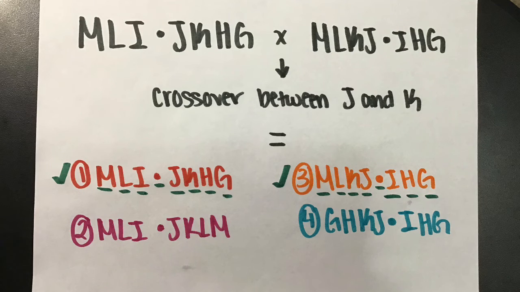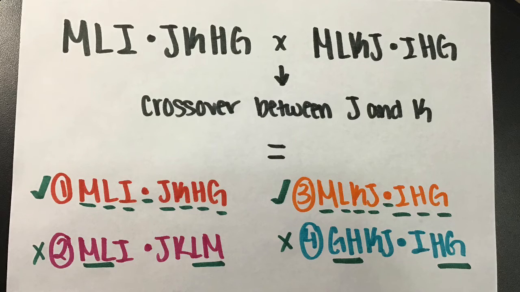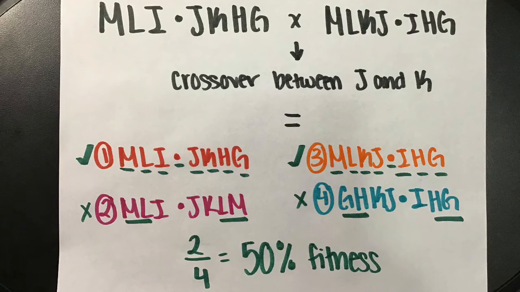The first and third ones are viable because it includes all 7 genes and a centromere. The second and fourth ones are not because they include duplications of a gene. The second one has 2 sets of the genes L and M, and the fourth one has 2 sets of the genes G and H. The expected fitness of individual 1 is 50%. Let's move on to individual 2.